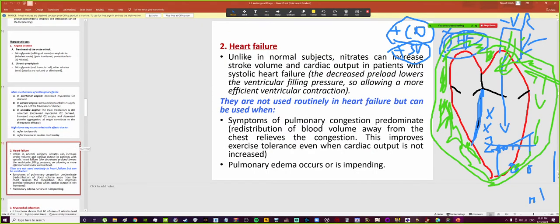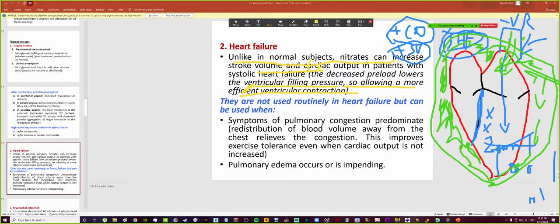And other than angina, this is what I meant in heart failure. This is everything I explained. With systolic heart failure, the decreased preload lowers the ventricle filling pressure, allowing a more efficient ventricular contraction. Also, if there is a decreased amount of EDV, always remember there's going to be increased perfusion of coronary blood flow, because there's going to be less compression of the coronary arteries. So keep that in mind. Okay.